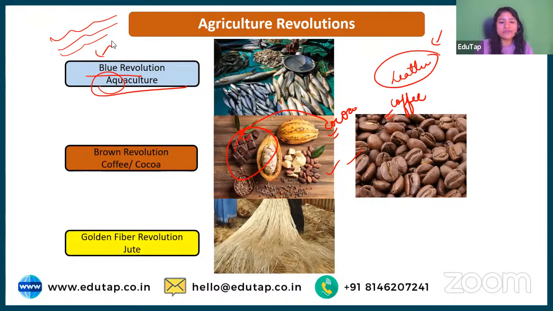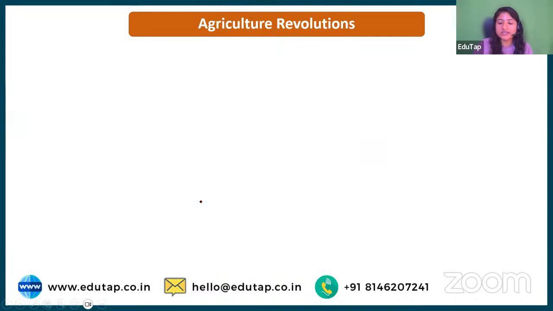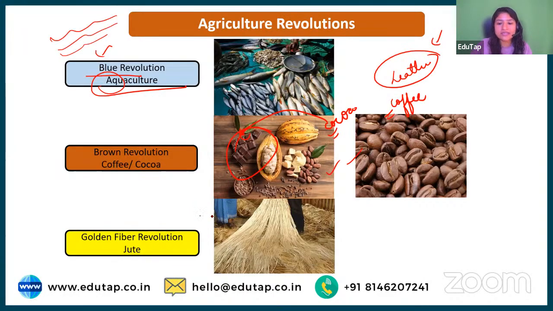Then we have your golden fiber revolution. And the reason I added this picture is to show you how actually jute looks like. So as you can see, it looks like something goldenish in color. That is why the name has been given golden fiber revolution, ठीक है, because of the color जो इसका दिखता है.